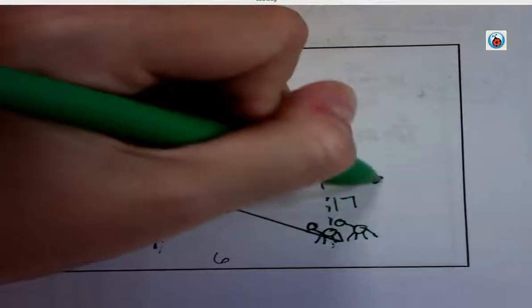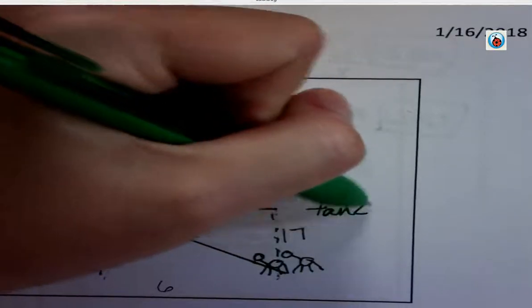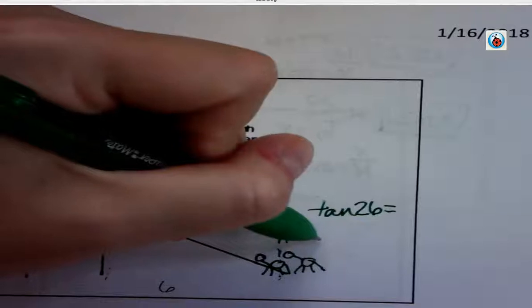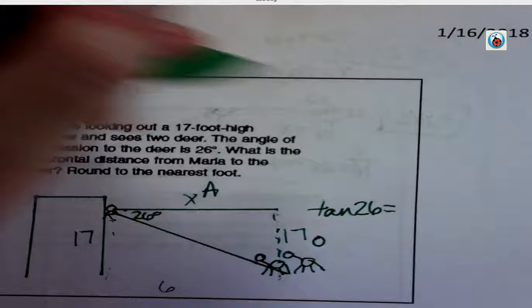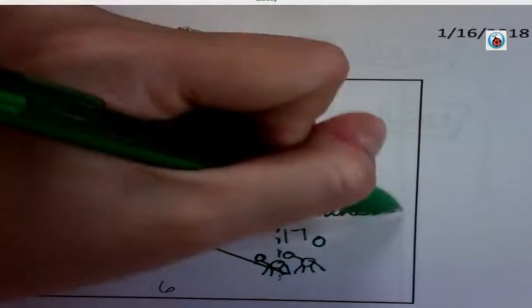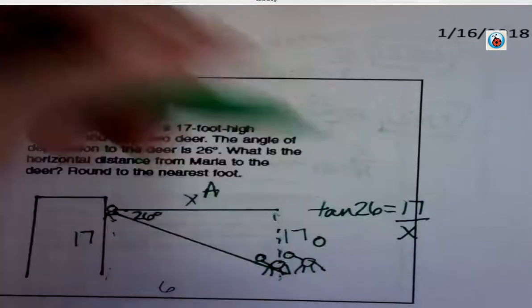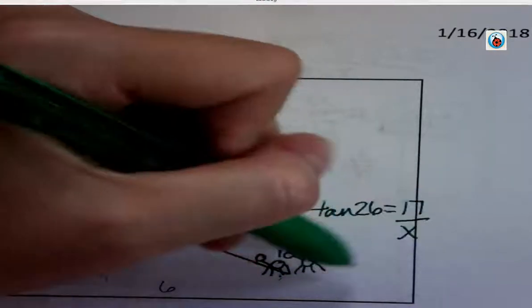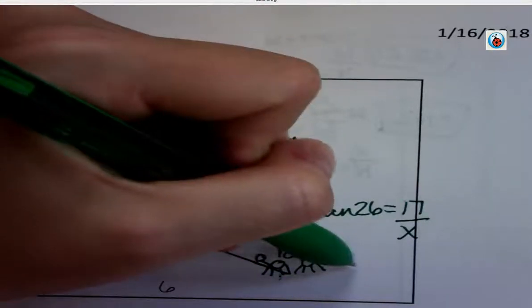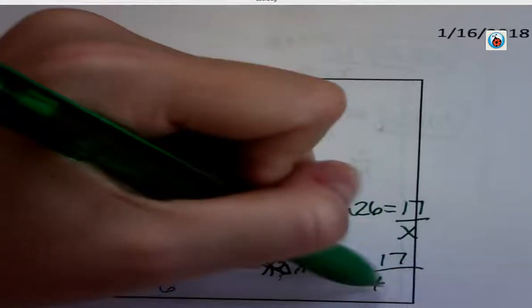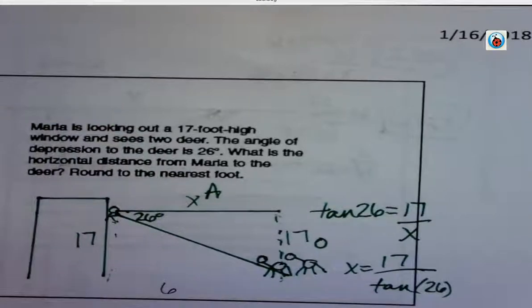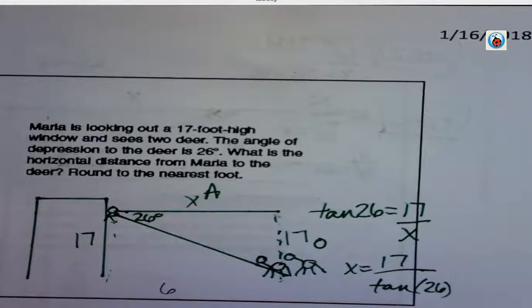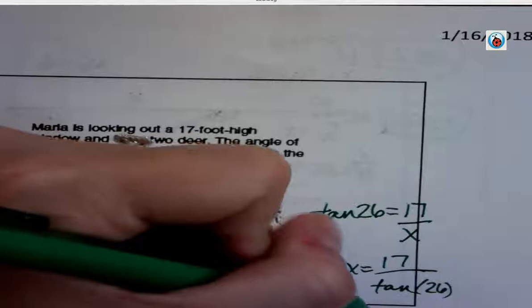Well, we're going to use tangent to figure that out. So tangent of our angle, oh, I meant to label these. That's opposite and adjacent side. Hopefully you're getting good at figuring those out. Opposite is 17. Adjacent is x. So we are going to take 17 and divide it by tangent of 26. Alright. And then we are going to get 34.9 feet.